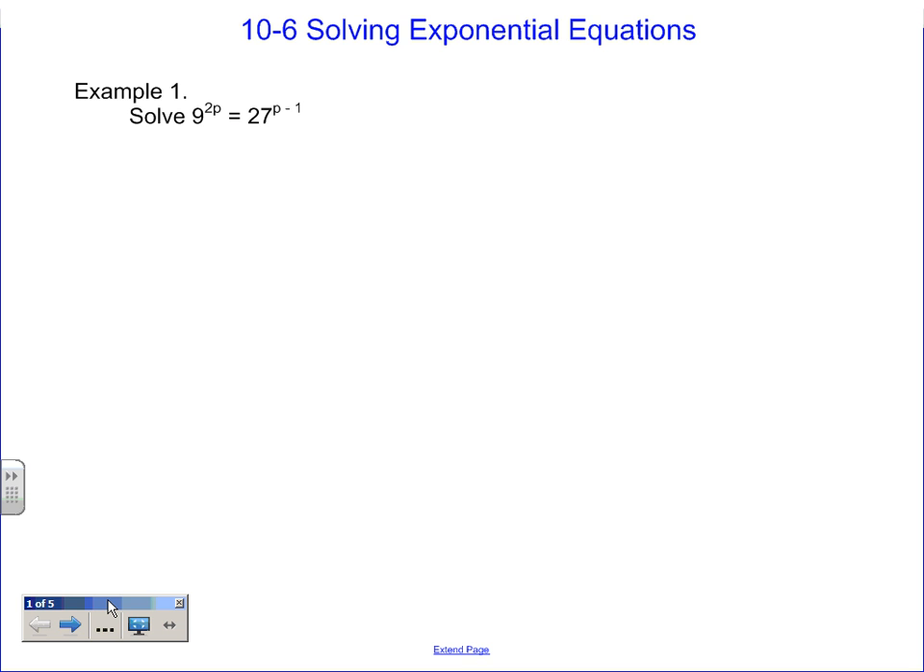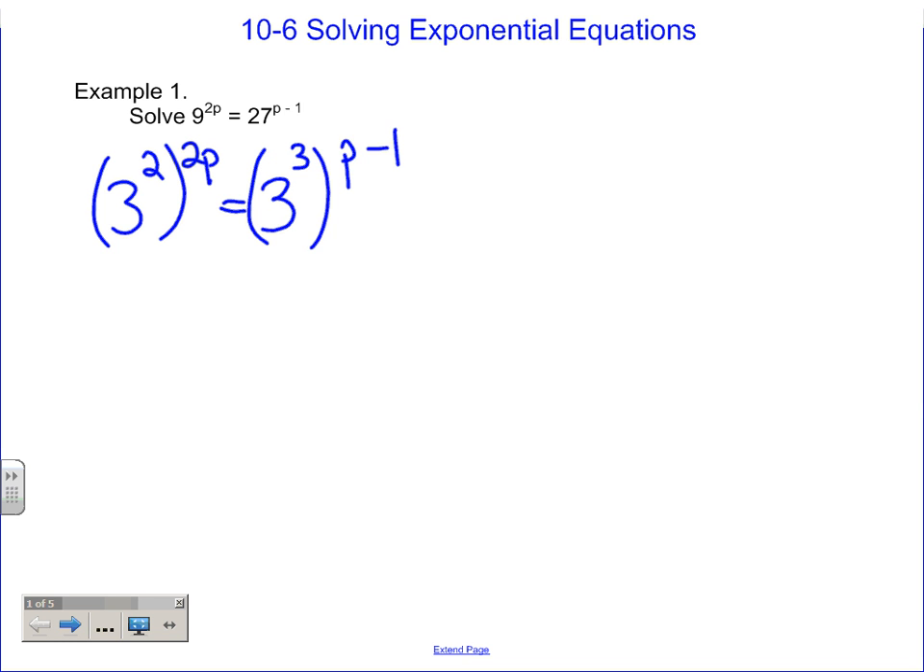Yes, you can. But in this case, it's probably not going to be as accurate as if you actually just manipulate the problem, because when you use logarithms, sometimes you have to round. It's only going to be so good. And so they might not be as good as if you said, well, 9 is 3 squared, which is to the 2p power. And that's 3 to the third, which is 27, to the p minus 1 power.